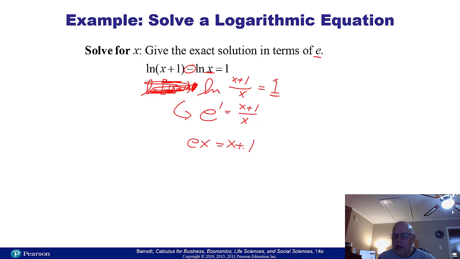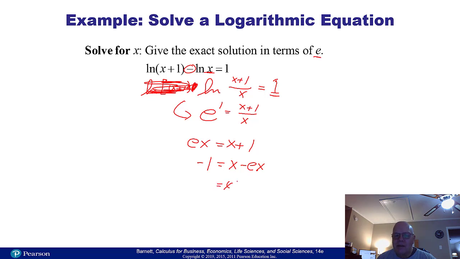Remember, this is a regular equation. Don't get freaked out. So we want to find out what x is. All right, the x terms need to be on one side. So I'm going to bring the x's to this side. So x minus ex over here, and we'll put the minus 1 there. The next trick is I'm going to factor out the x.